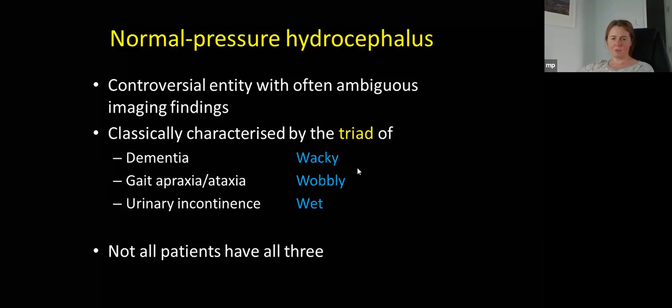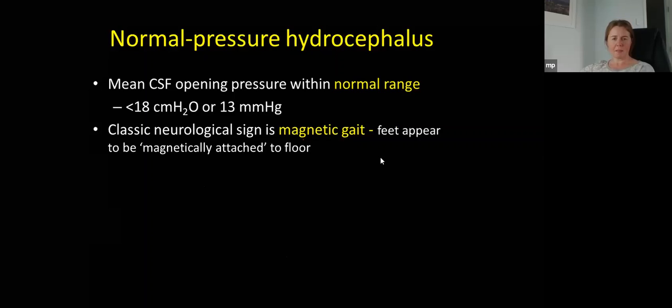But the triad is this awfully one, WWW, so wacky, wobbly, wet. So dementia, problems with gait, and urinary incontinence. But of course, not all patients will have these symptoms, and you're going to have a lot of patients who have just dementia who don't have NPH, but some patients with dementia who do. So there's always a combination of symptoms in older people. So the opening pressure in NPH is normal, and the classic neurological sign is a magnetic gait. So your feet are attached to the floor.